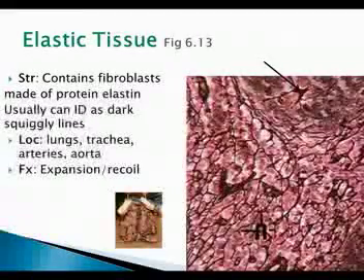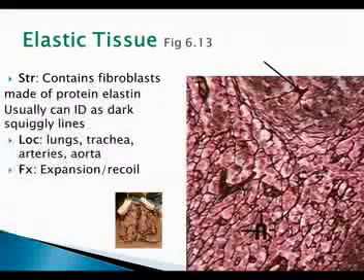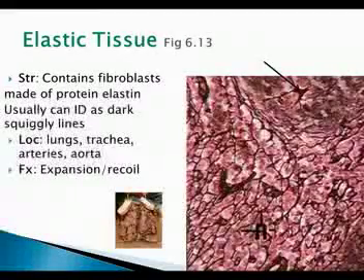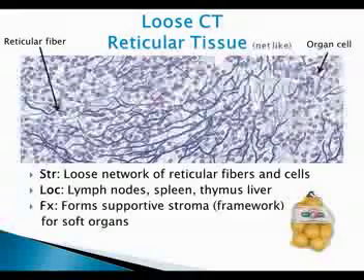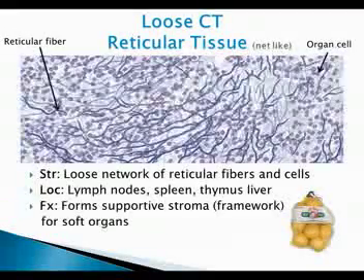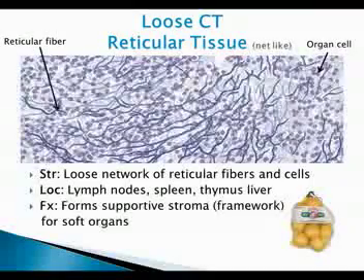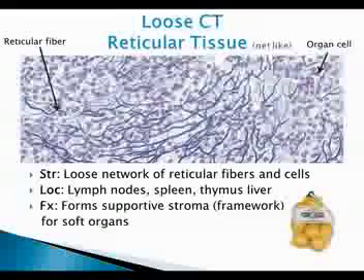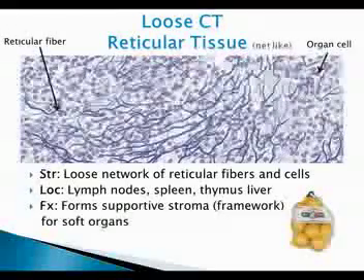You kind of have that dark red coloring with the black elastin intermingled or sparsed or mixed about. Okay, so we're going to move to loose connective tissue, and in there we're going to start with reticular tissue. And reticular tissue, again, is like all the other loose connective tissues. You're going to see a little bit more open space.